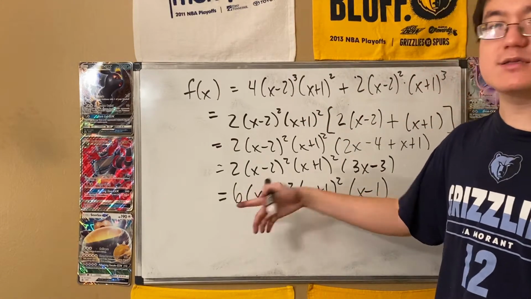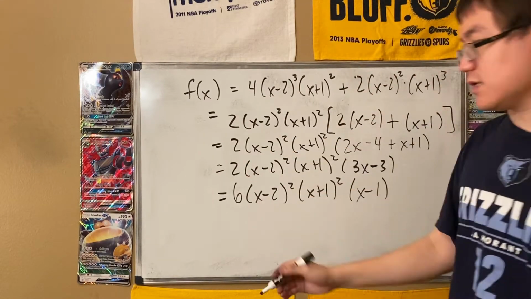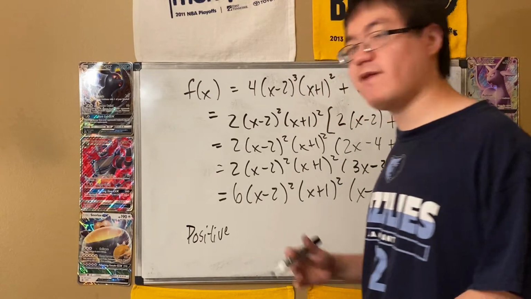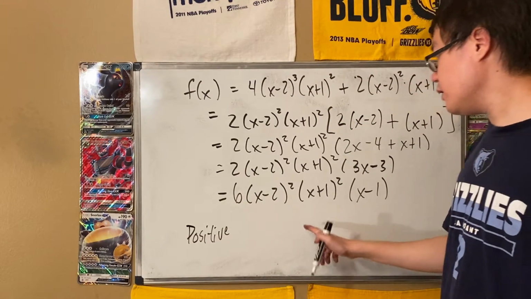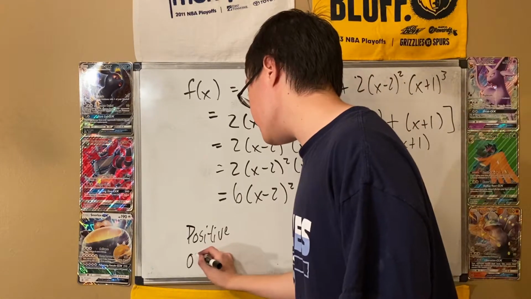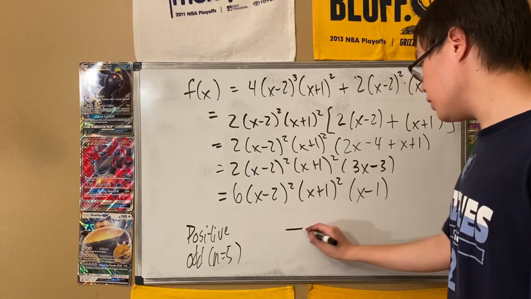Keep in mind that this 6 is positive. We don't actually care about the 6 itself. It's not negative 6. So this is going to be positive. And again, we can answer these questions because we factored everything as much as possible. Then we have 1, 2, 3, 4, 5. So it looks like we're dealing with an odd thing because n is equal to 5. So now we're ready to draw our number line.